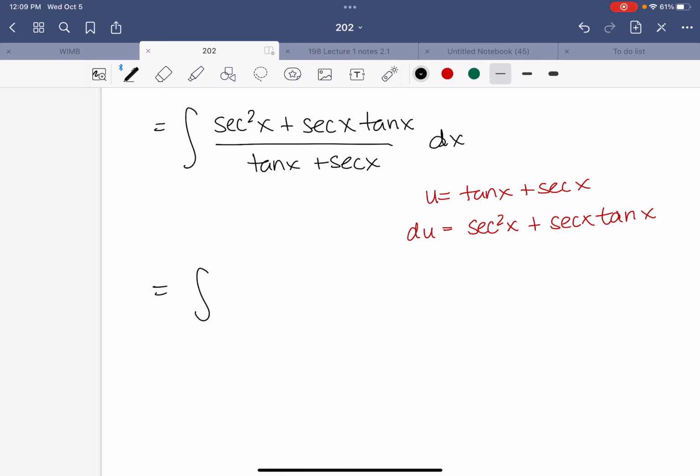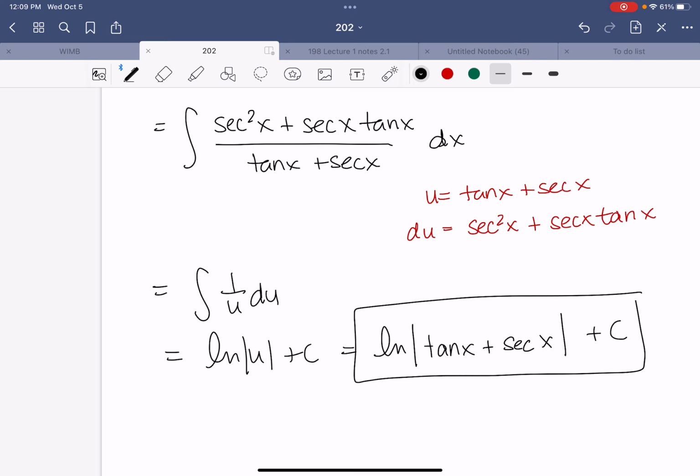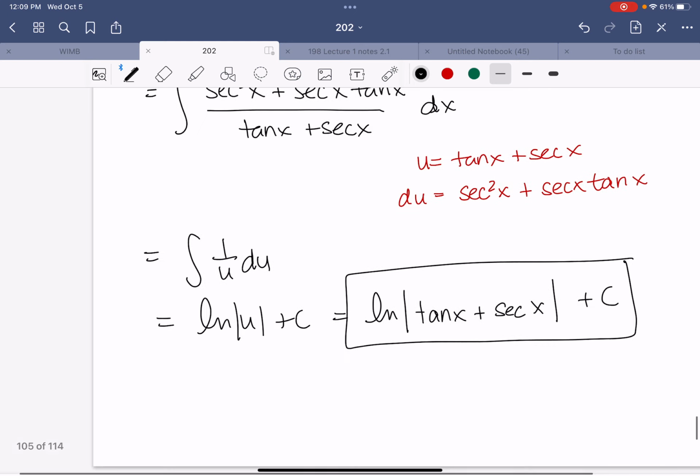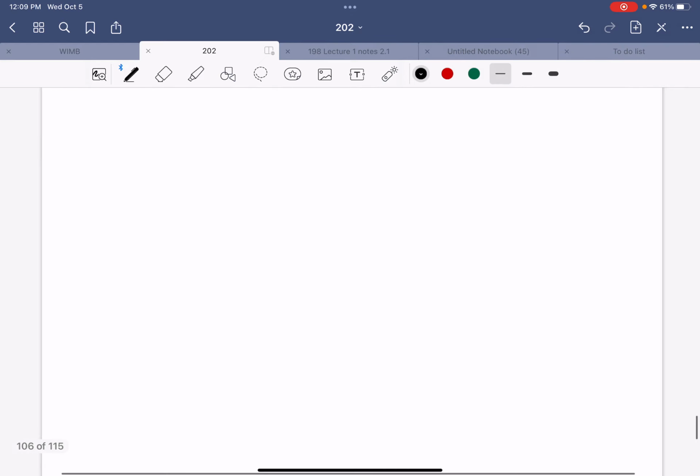So this becomes the integral of 1 over u du, which is the natural log of u plus a constant. And we sub back in. So it's the natural log of tangent x plus secant x plus a constant. And that's my integral of secant. Cosecant is going to look almost identical.